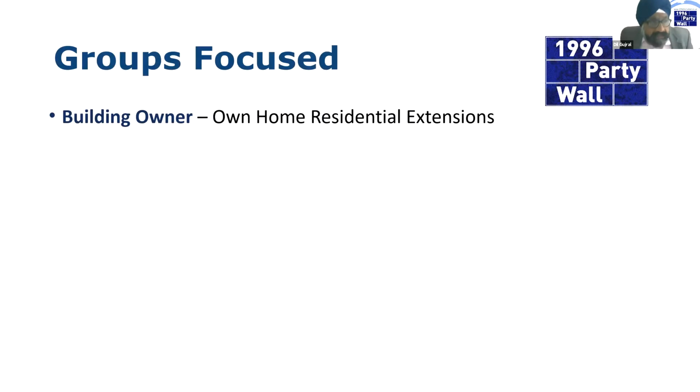Okay, so the groups we focus on in terms of the Party Wall Act. You have the building owners, which is basically the people extending their own home, doing a rear extension because they need more space. Now, I think I've got some attendees that are dealing with social housing and adaptations where someone goes into a hospital, needs to have a disabled access shower room and so on, so that they're able to come back home. And a lot of the time that's done by having a rear extension.